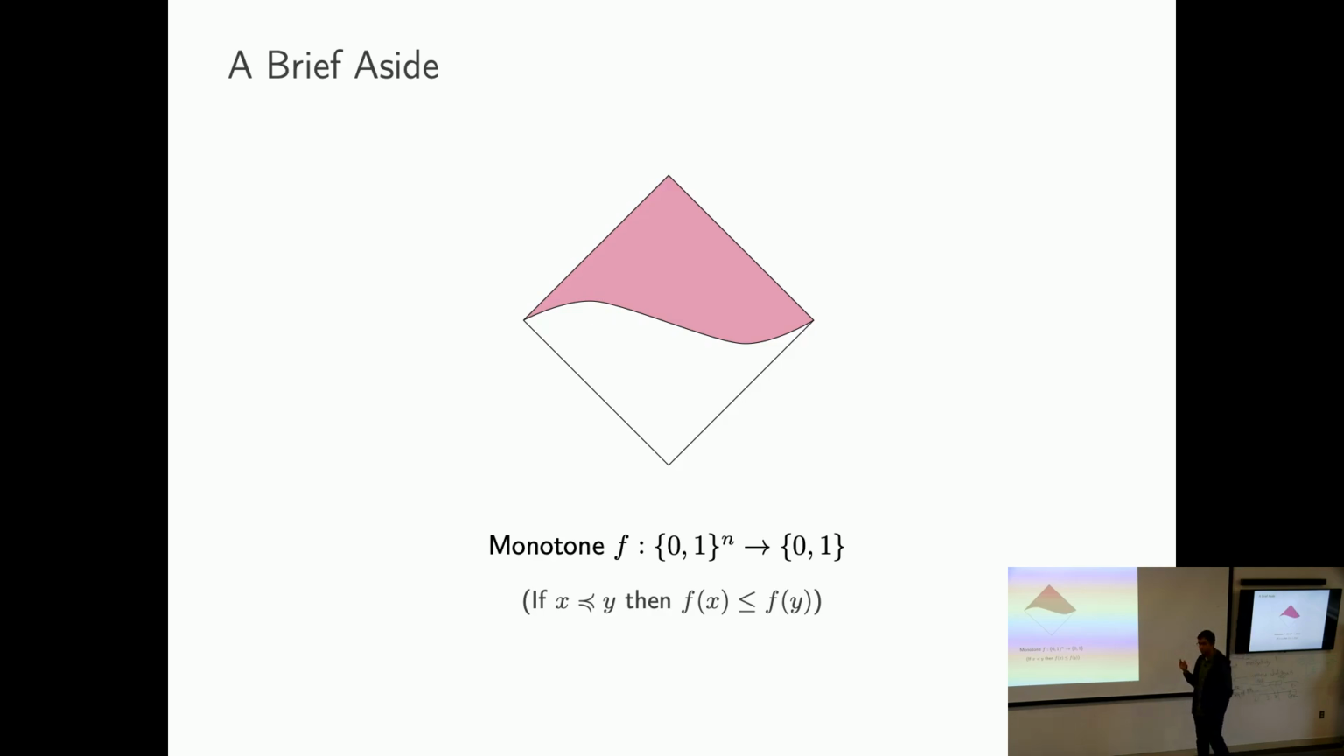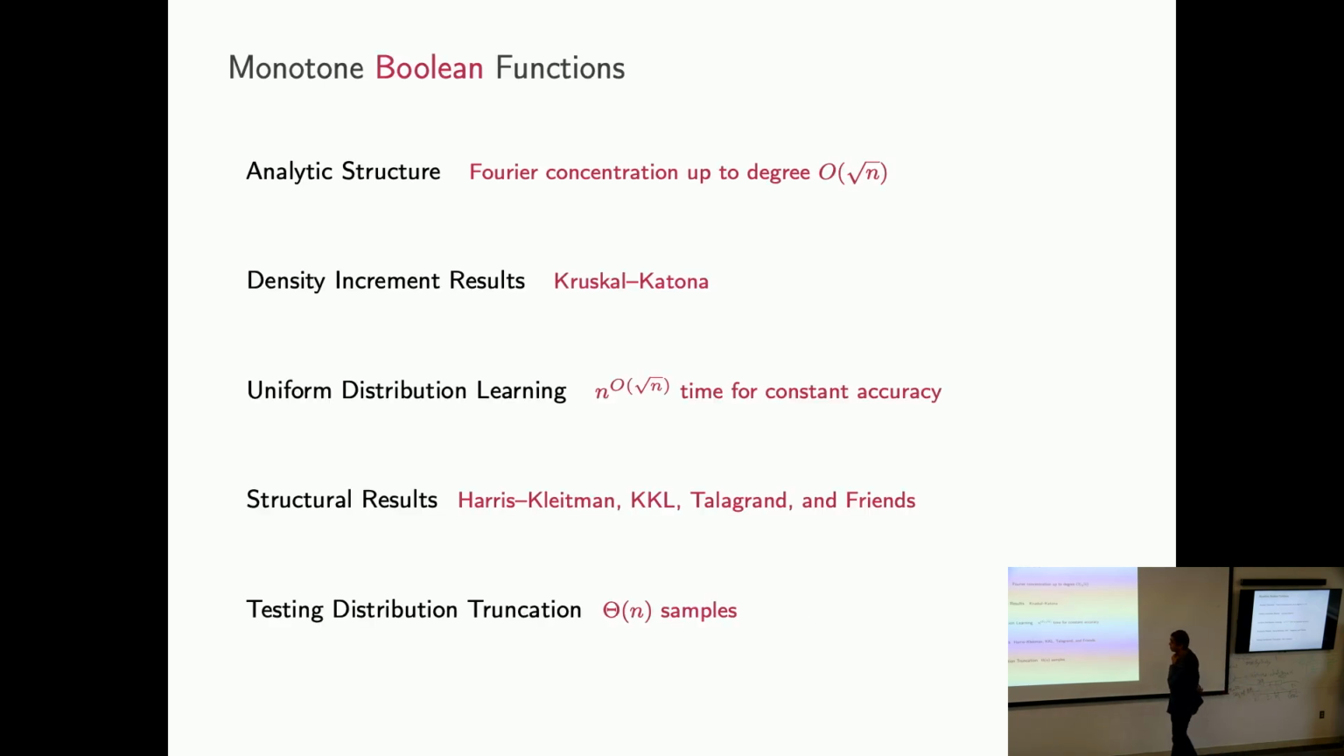Yeah, so I'm going to depict the Boolean hypercube with this diamond, and monotone functions are subsets which, as you're walking up in Hamming weight, you never leave the set once you enter the set. Okay? So the pink region just corresponds to the input points which take value 1 under some monotone function. Good. So these are super well studied objects in complexity, in combinatorics, in property testing, learning theory, and we know a lot about these objects.